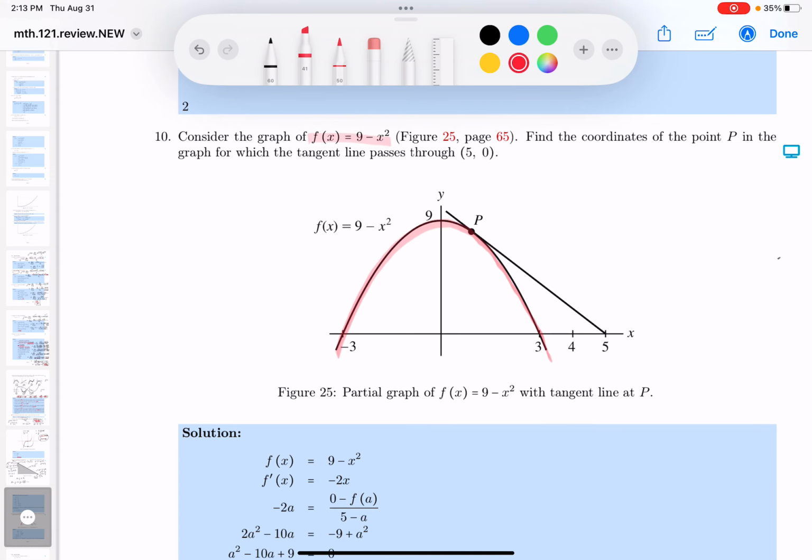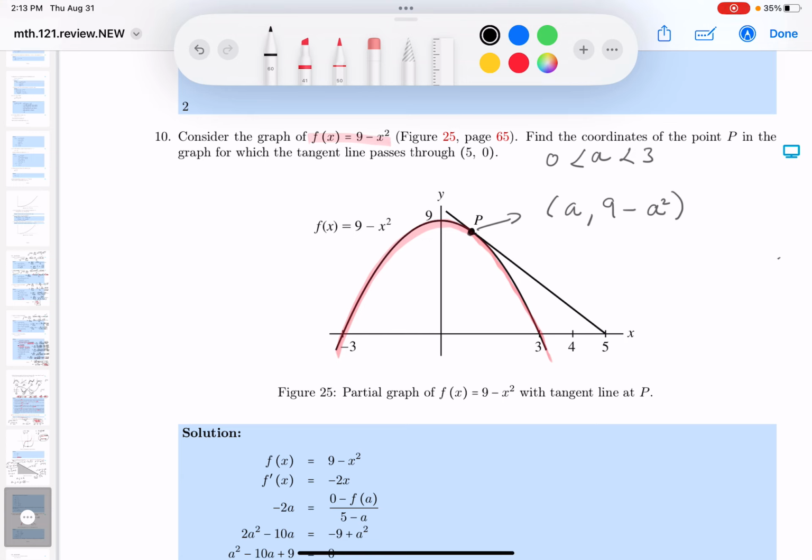All right? So they said, find the coordinates of a point P. And I'm going to say I don't know that. So I'm going to simply say that this is a. I don't know what it is. But looking at the picture, I know the a is between 0 and 3. Right, now what's the y going to be? The y is going to be 9 minus a squared. The thing is, I don't know what a is.